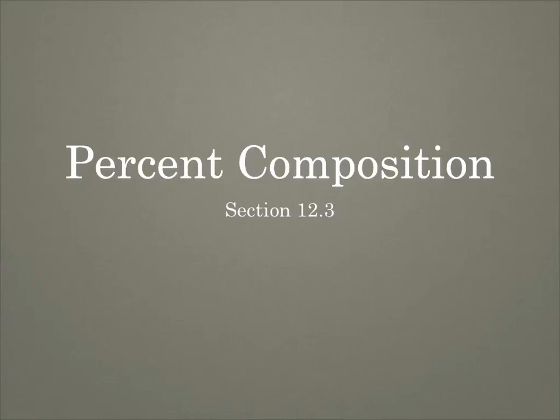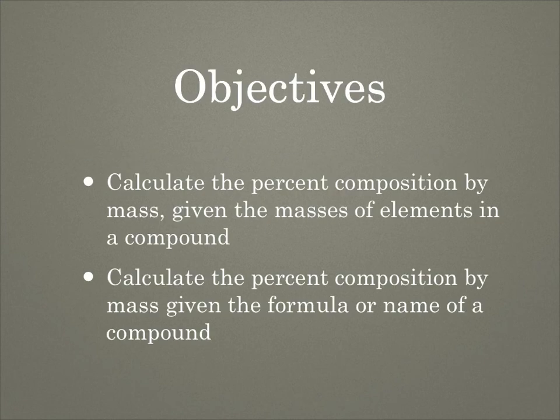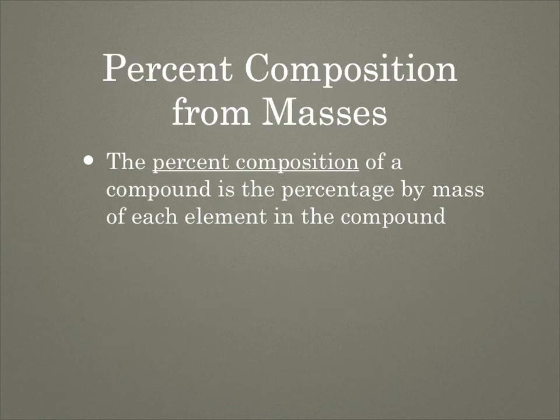Alright, this is section 12.3, percent composition. And here are the objectives. Be able to calculate percent composition by mass if you're given the mass of the elements, and if you're given the formula or the name of a compound. Be able to do it both ways.